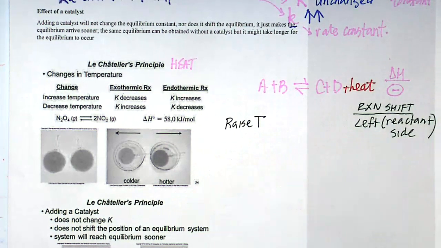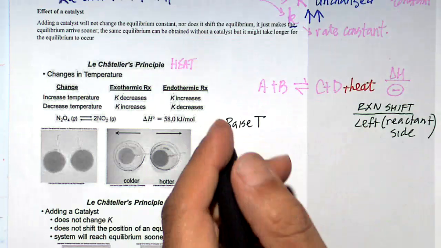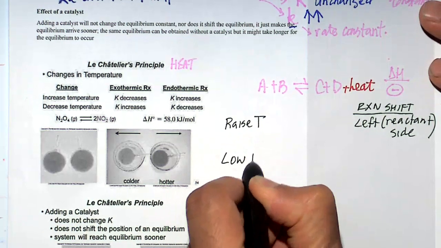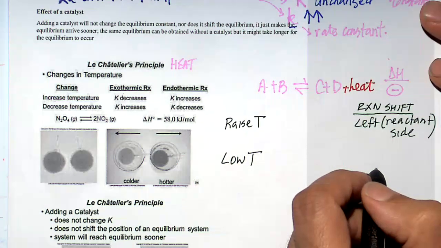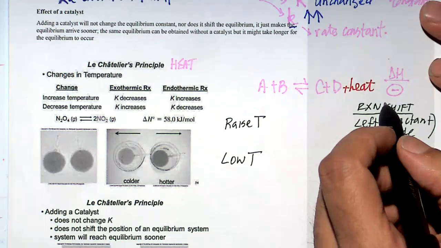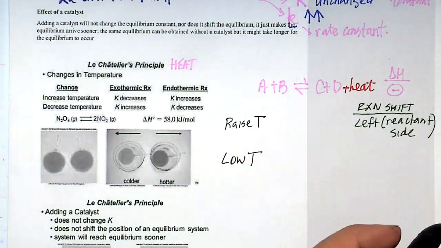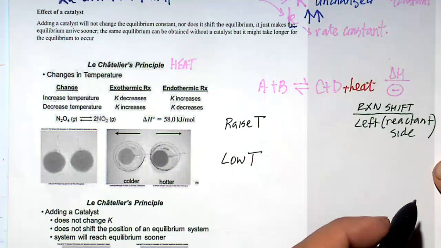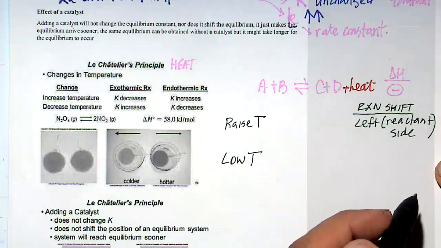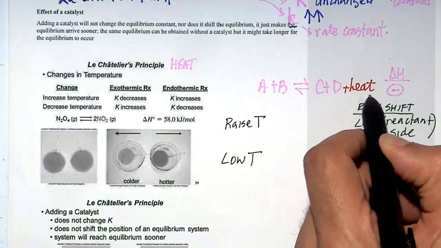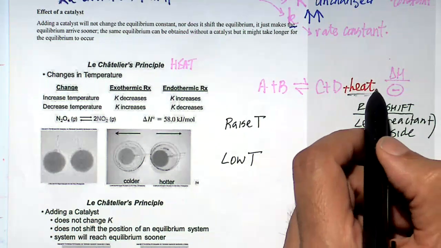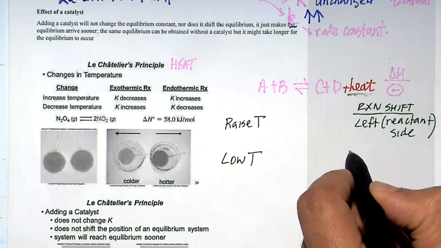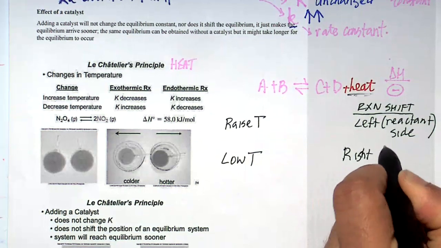Remember, it's going to do the opposite of what we did to it. Very good. So obviously, Elena, if we do the opposite, if we lower the temperature, which way will the reaction shift? If I lower the temperature, I am removing heat. If I'm removing heat, which way will the reaction go? It will go to the side that has more heat. Which is the side that has more heat? The right, the product side. So the reaction is going to shift to the right, the product side.